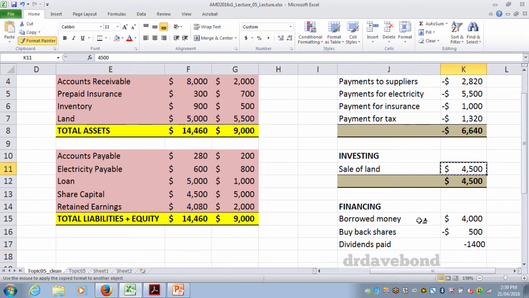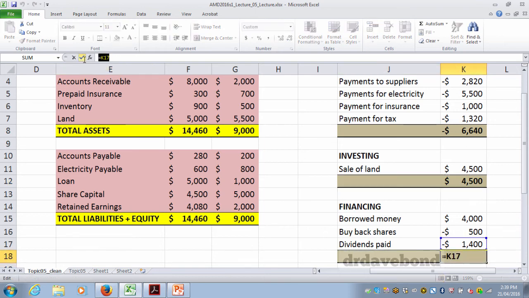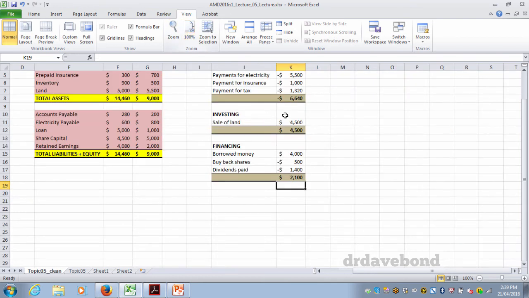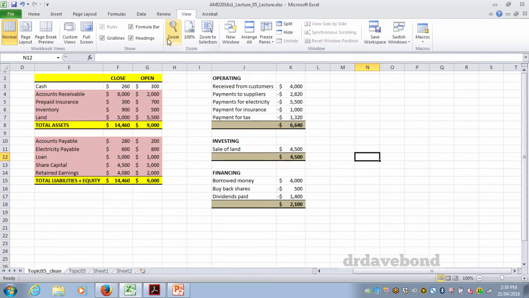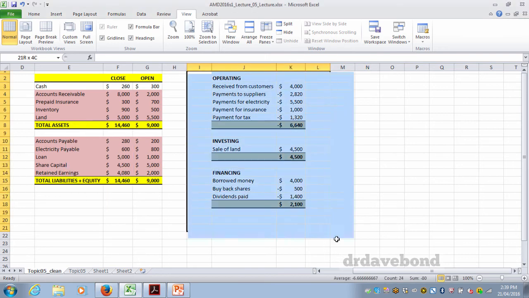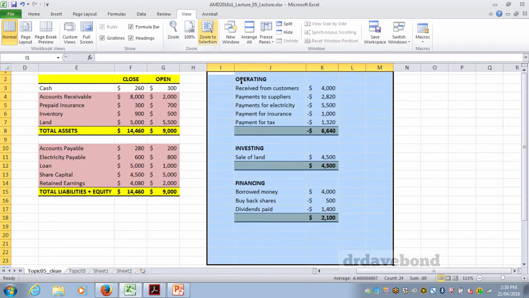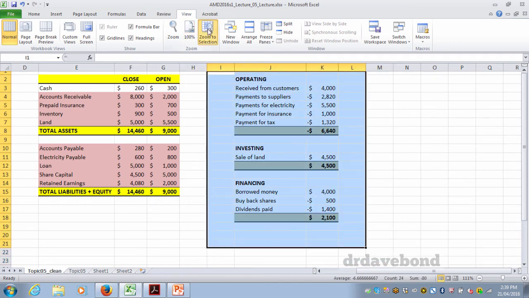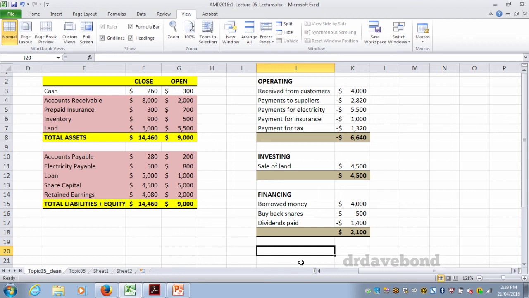Tidy up the formatting, make it look all pretty. Sum it all out. That's all a bit small. Hang on. Amazing. Well, I think everyone can see that.